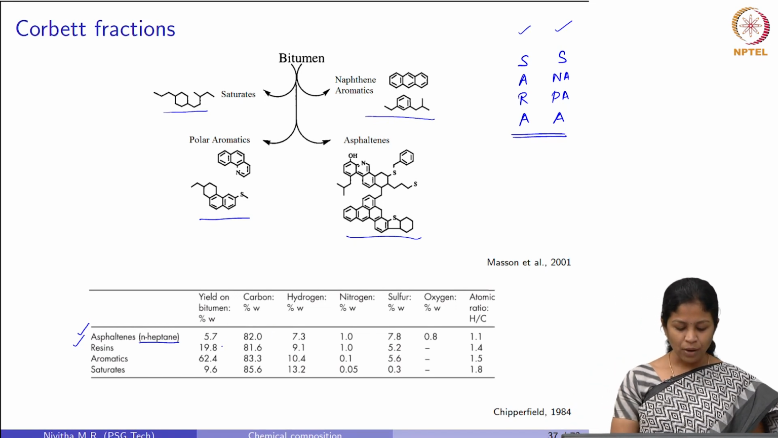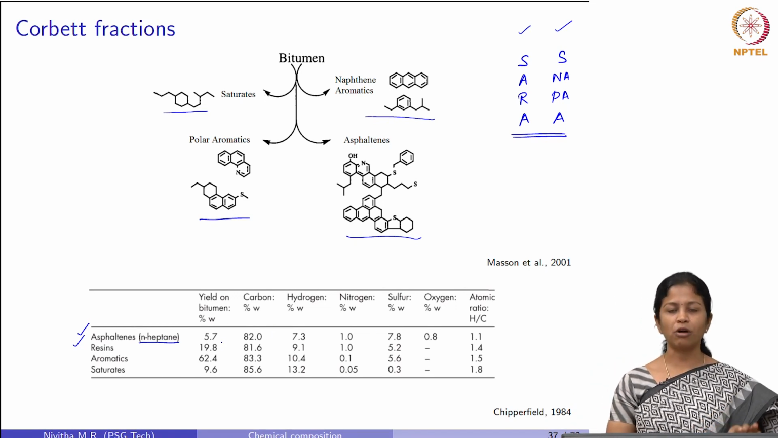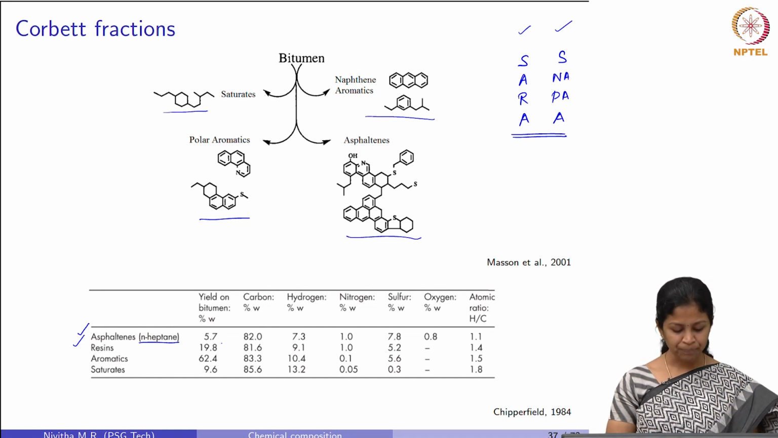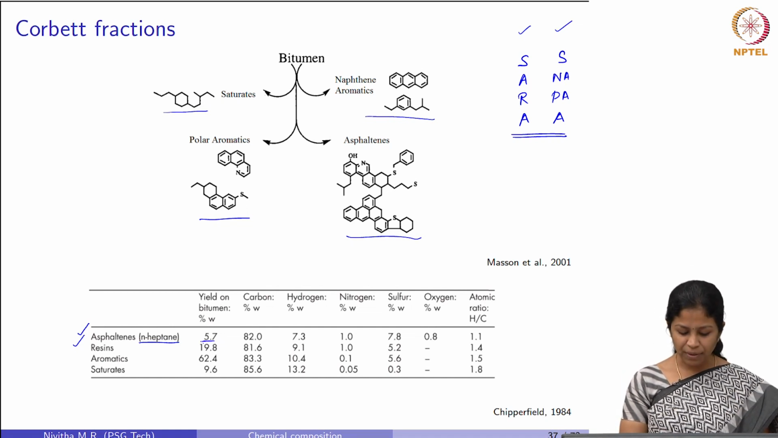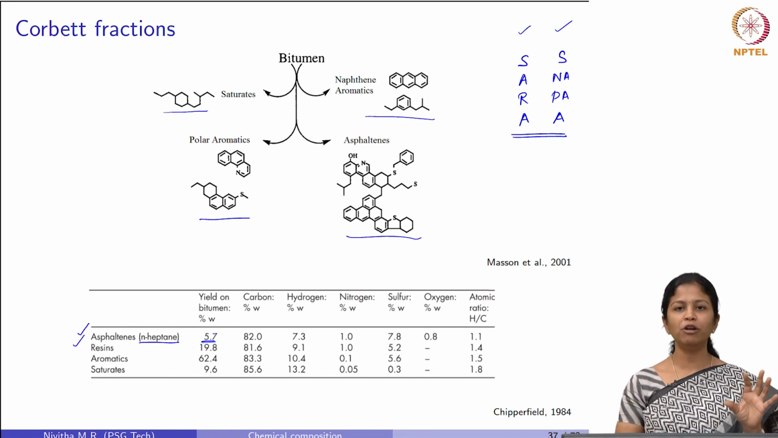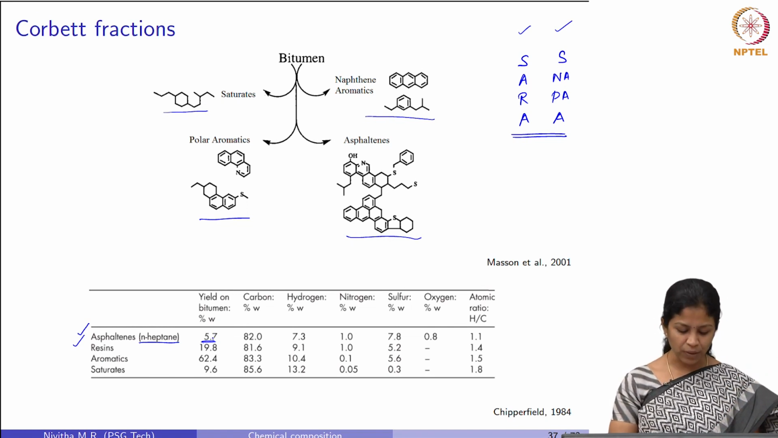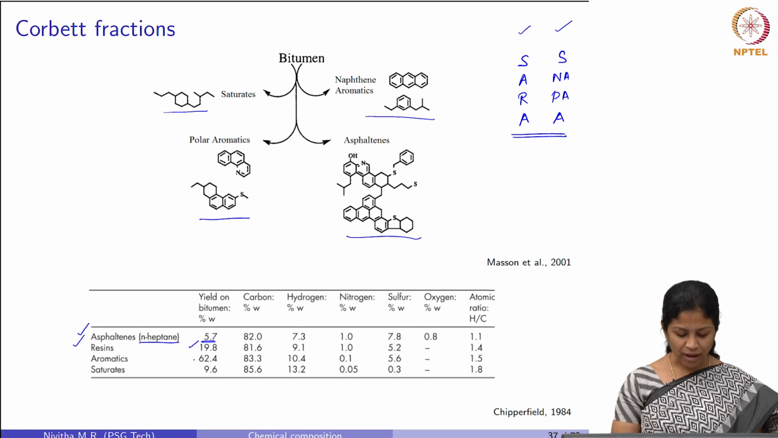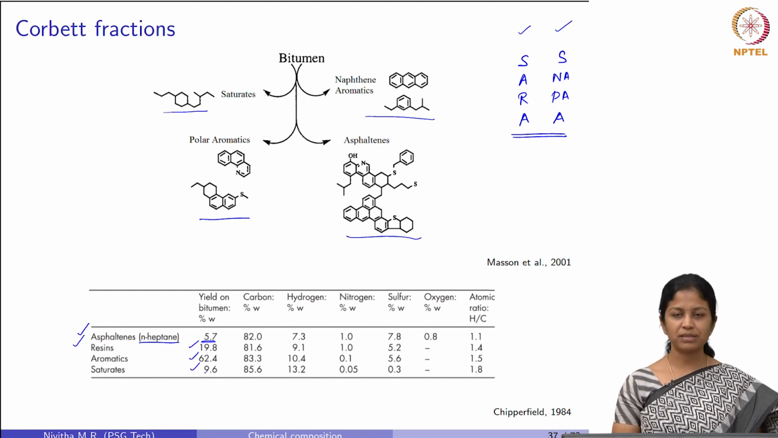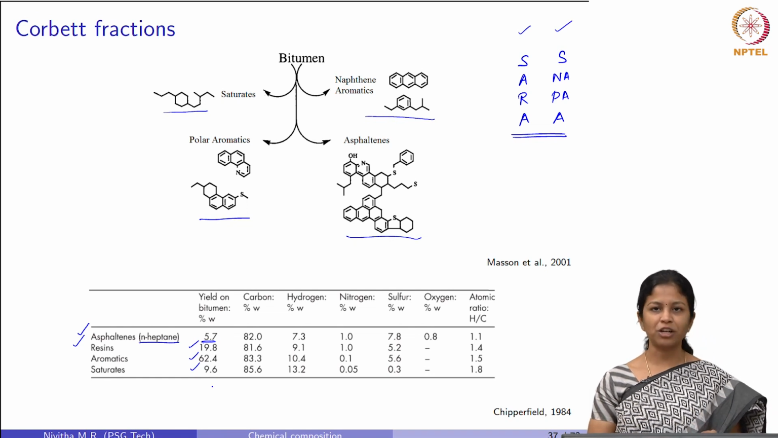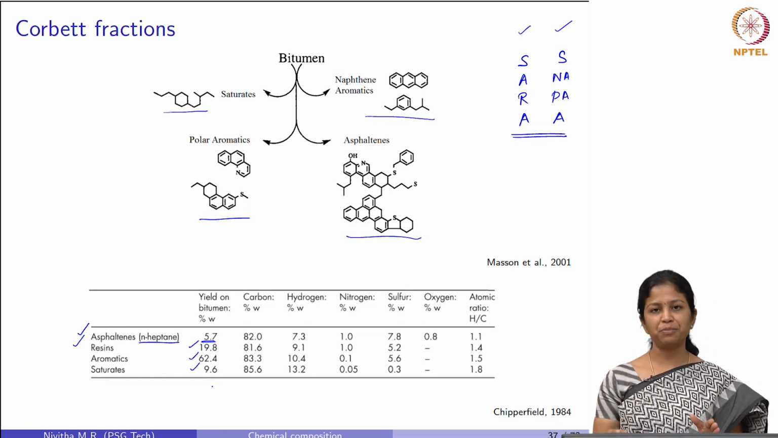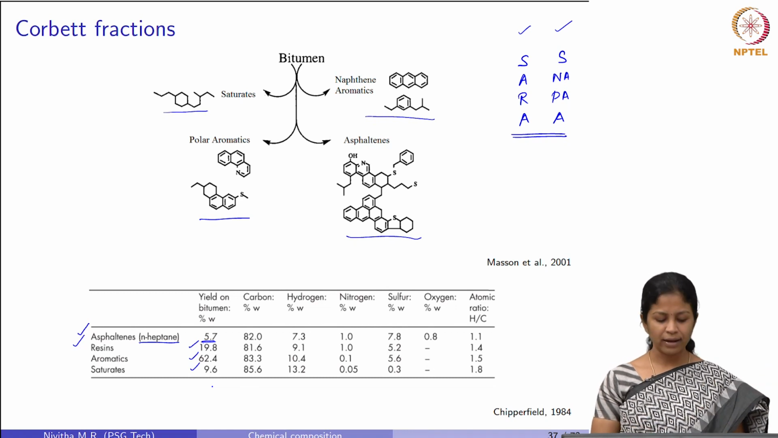Now, if we see what is their percentage contribution on the whole bitumen, we can see asphaltenes are present only as 5%, right? Only 5% of the whole bitumen is composed of asphaltenes. We have resins about 20%, aromatics about 60% and saturates as 10%. So, this is the contribution. Again, this is specific to this particular study. When we have different types of bitumen, this can vary over a range.